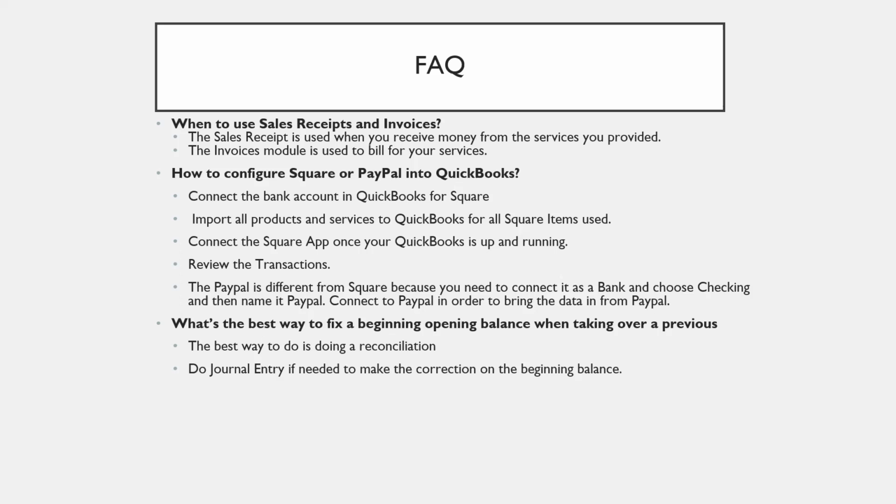But what's the best way to fix a beginning opening balance when taking over a previous company? Good question. The first thing you have to do is reconcile. Whatever the company had before, you have to reconcile in order to bring that information over to the business or to a new system. Make sure that everything has reconciled, and then you make the adjustments for the beginning balance. Do a journal entry to make the corrections. Once you know that something didn't tie up, you do your debits and your credits, fix it, and move forward.